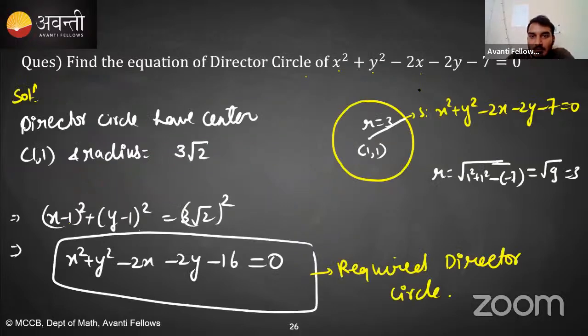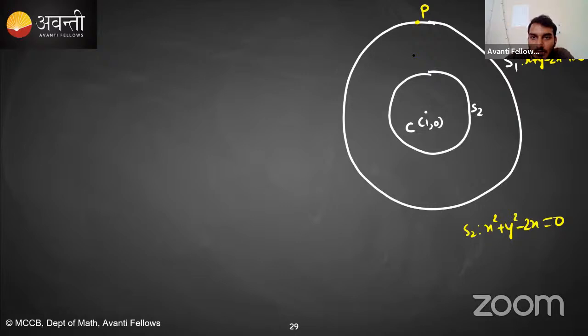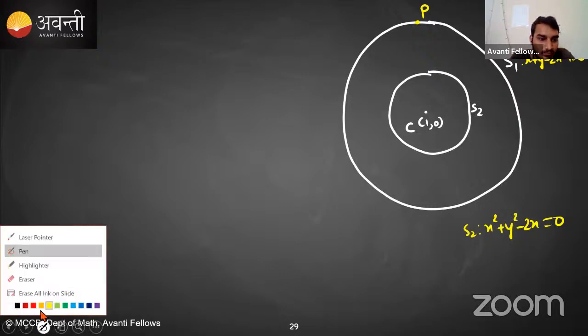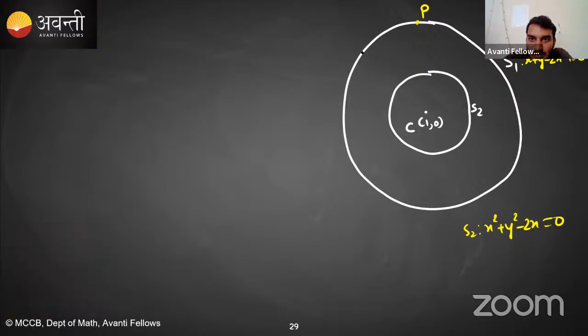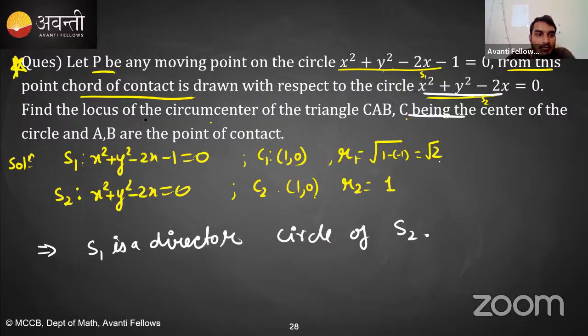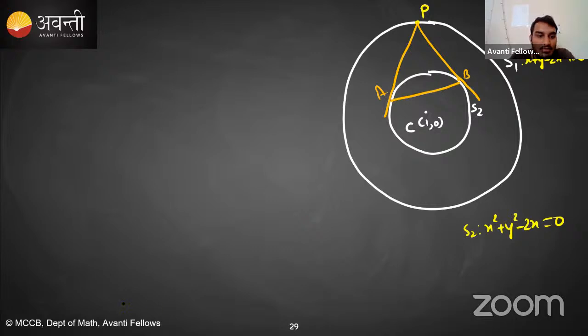From this point P, you draw tangents to the circle S2, right? Let's say this is A, this is B. So AB is the chord of contact with respect to the circle S2, right? The question is saying find the locus of the circumcenter of the triangle CAB. So this is the triangle.